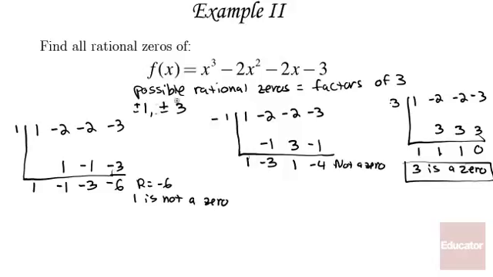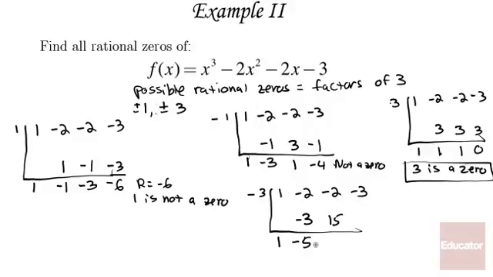I have one more possibility left. I checked 1, I checked negative 1, I checked 3. Now I need to check negative 3. 1, negative 2, negative 2, negative 3. Bring down the 1 and multiply by negative 3 to get negative 3. Combined with negative 2 gives me negative 5. Negative 5 times negative 3, that's 15. Plus negative 2 leaves me with 13 times negative 3 is negative 39. And that's negative 42. So this is not a 0.